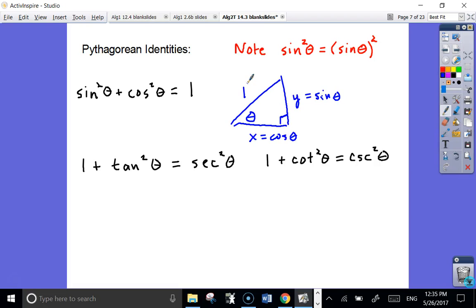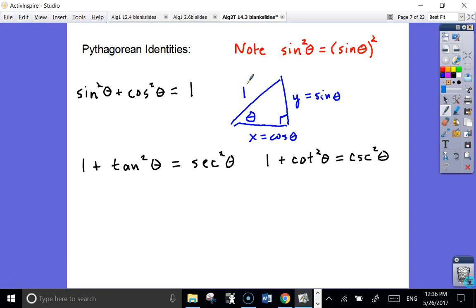So that's the first one. Again, you should recognize that. When you start seeing things that have sine squared and maybe a 1 in there, like 1 minus sine squared or cosine squared minus 1, in your mind you've got to be thinking, oh, that's some form of this Pythagorean identity.